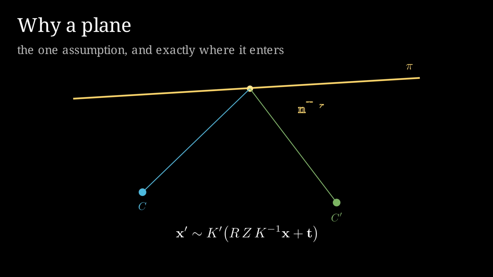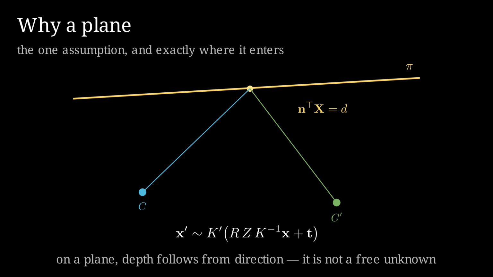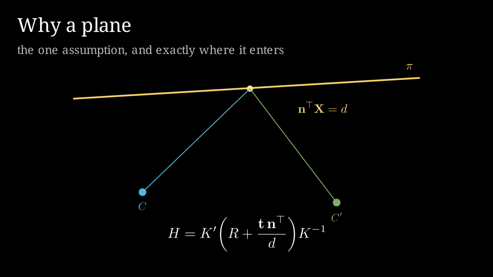So watch what a plane does to that z, because then the depth isn't free anymore. A plane is exactly the statement that n transpose x equals d. Given the direction you're looking, the plane tells you the distance. Substitute that in and watch what happens. The z cancels, and what's left is a single 3x3 matrix built out of the rotation, the translation, the plane's normal, and its distance. That's the homography, and that's where it comes from.